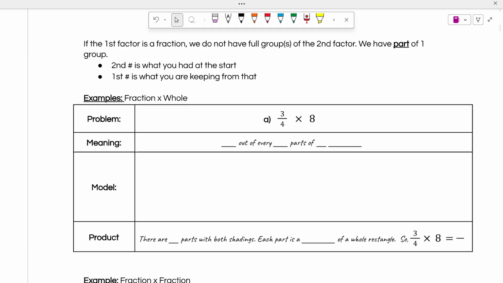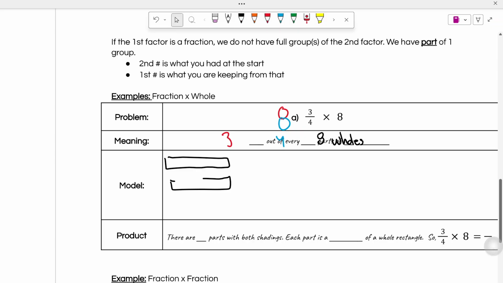So if we take a look at this fraction times whole example, we have 3/4 times 8. And we want to interpret that 3 here as 3 out of, for that fraction, every 4 parts. And then our second number is what we had at the start. So we had 8 wholes to begin with. Okay, so let's go ahead and draw 8 wholes.